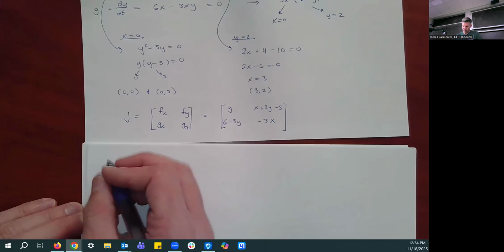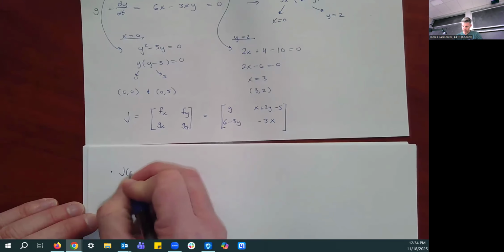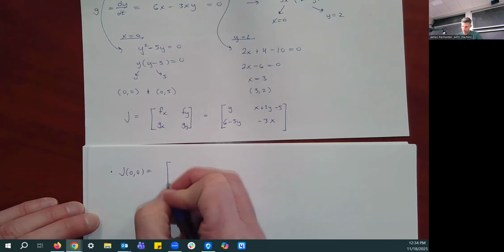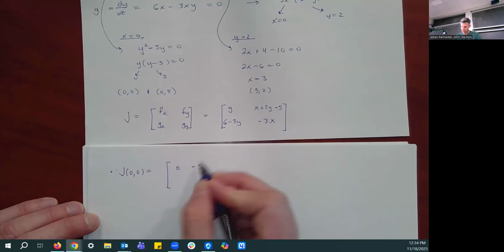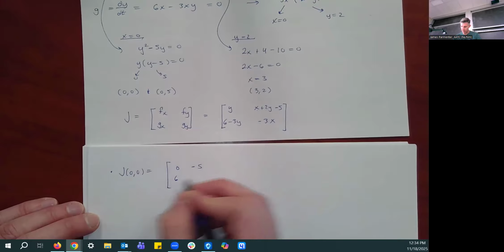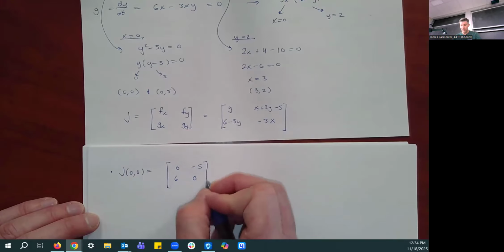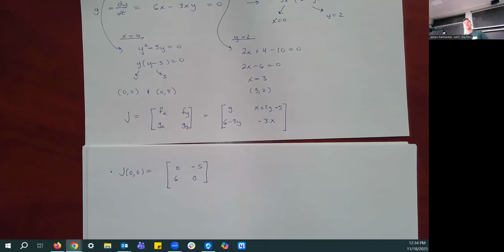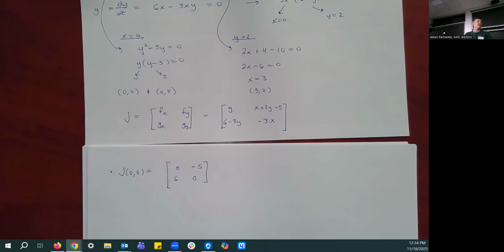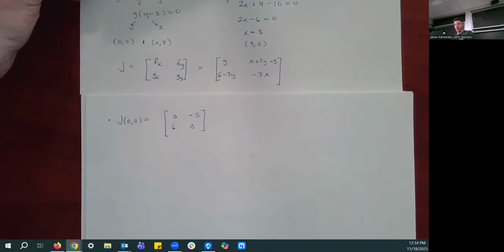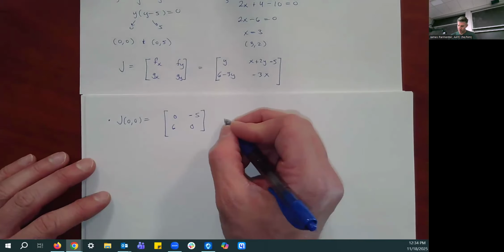So let's look at 0, 0 first. So J of 0, 0 is going to be 0 plus 0 minus 5 is minus 5. 6 minus 0 is 6, and 0. So this one actually is not obvious. I was hoping for something that had a 0 in one of the places. There isn't a 0, but we got zeros everywhere we didn't want them. So we actually have to find the eigenvalues here.